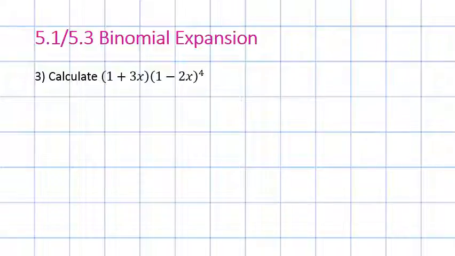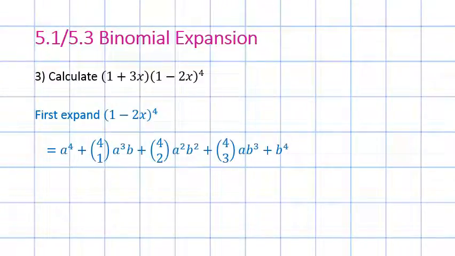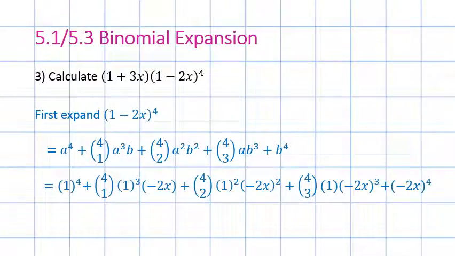Example 3. Calculate (1 plus 3x) multiplied by (1 minus 2x) all to the power of 4. Okay, so we just need to deal with the second part first. So we just need to expand the (1 minus 2x) all to the power of 4. So obviously this is the formula. I've missed out at the start 4 choose 0 and b to the 0 because they're both just 1. And the same on the other end. 4c4 and a to the 0 will both give you 1. So my a is 1 and my b is minus 2x. So I can substitute all that in. And we've done that a few times now, so I won't read that out.